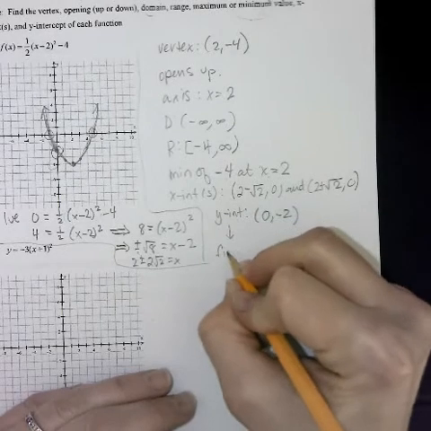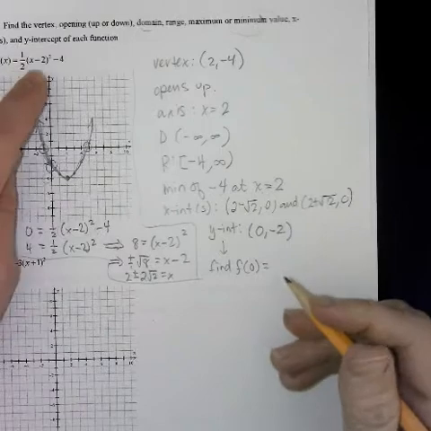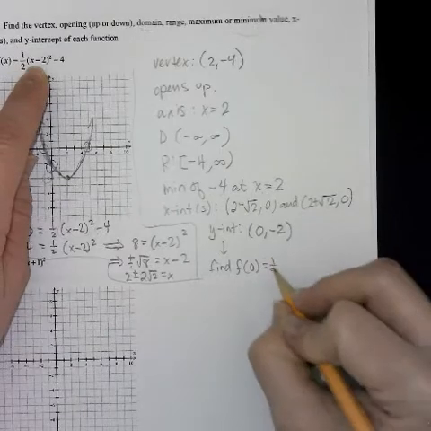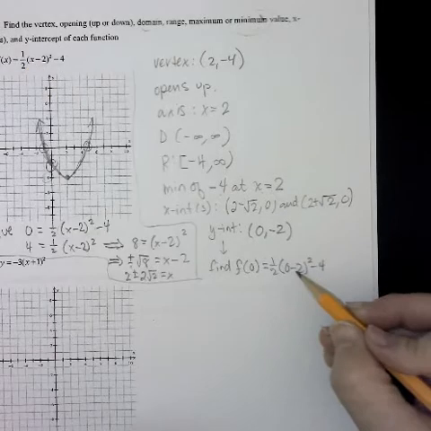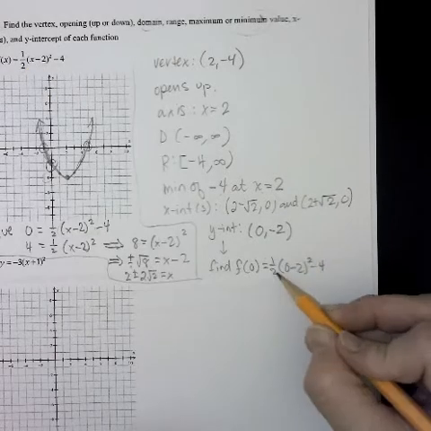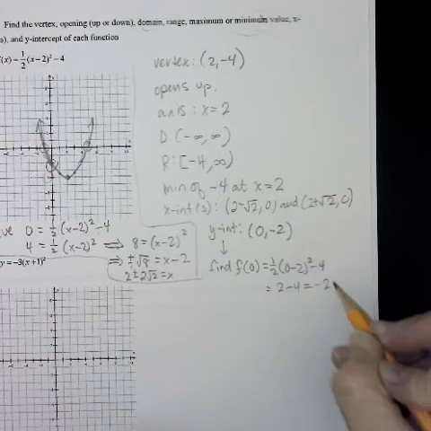You're letting x equal 0. And when you plug 0 in, here you get -2 squared is 4. 4 times a half is 2. 2 minus 4 is our -2. That verifies that our graph is accurate.